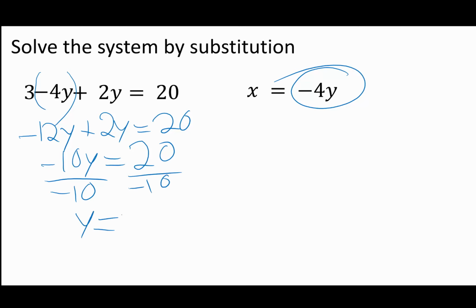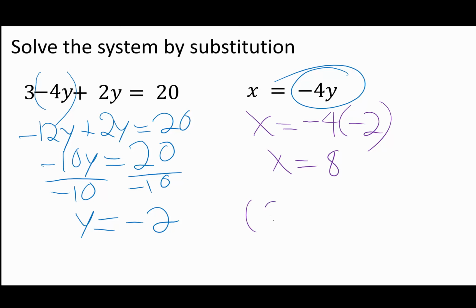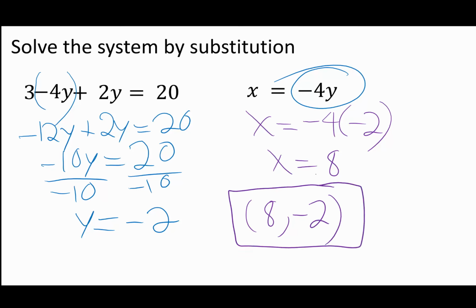And we get y is equal to a negative 2. Now that I have y, I can go back and solve for x. And we get x is equal to negative 4y, or x is equal to negative 4 times negative 2. So x is equal to 8. So our point is 8, negative 2. Remember, when writing a point, you always write x first, then y. Don't get confused because we solved for y first instead of x this time.